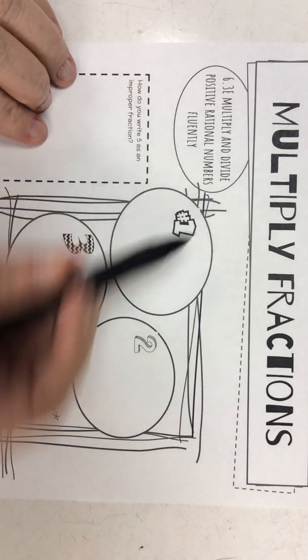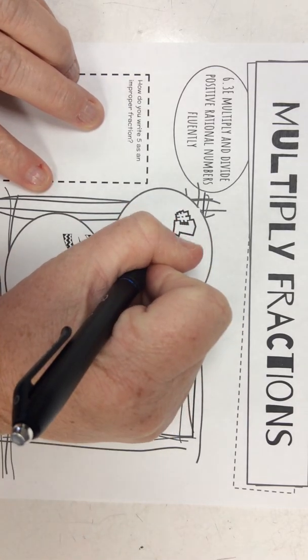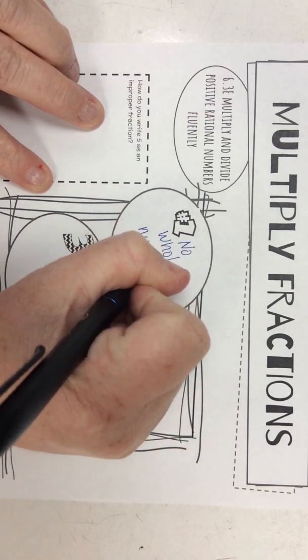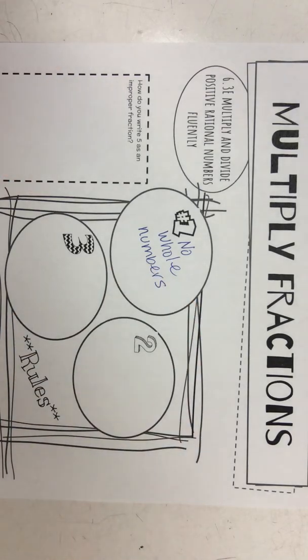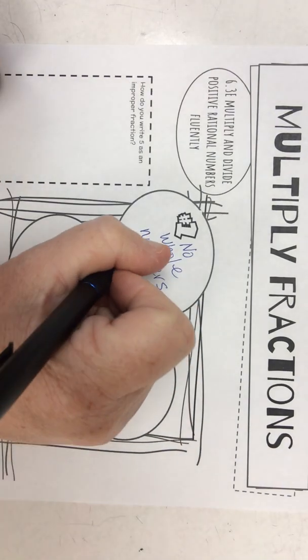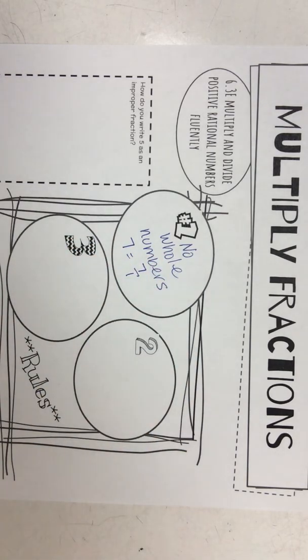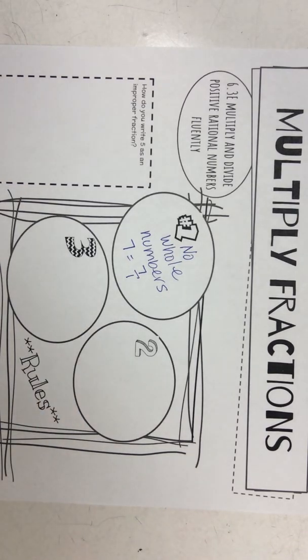Rule 1 for multiplying fractions is no whole numbers. Now, what does that mean? If I have a whole number, what do I do with it? Well, you put it over 1. So 7 is the same thing as 7 over 1, because that's a division problem, right? 7 divided by 1 is 7. So if you have a whole number and you're trying to multiply it, just make it a fraction, put it over 1, and it works, okay?